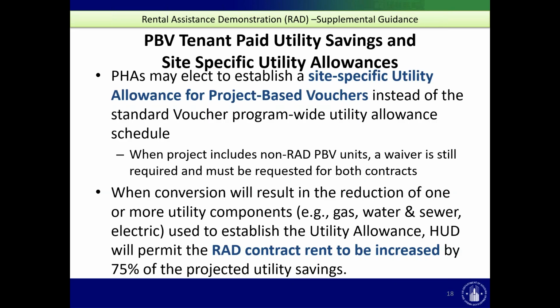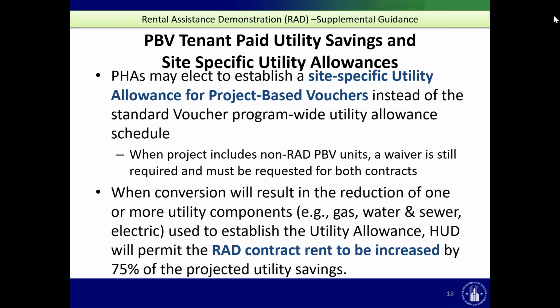Okay, so go to the next item, PBV, tenant-paid utility savings, and site-specific utility allowances. So what the supplemental notice does is it allows PHAs to elect to establish a site-specific utility allowance for project-based vouchers instead of what they normally do, which is use the standard voucher program-wide utility allowance schedule. Before this notice, PHAs were routinely asking HUD for waivers to allow a site-specific utility allowance. Now, a waiver is no longer needed, it's simply permitted.